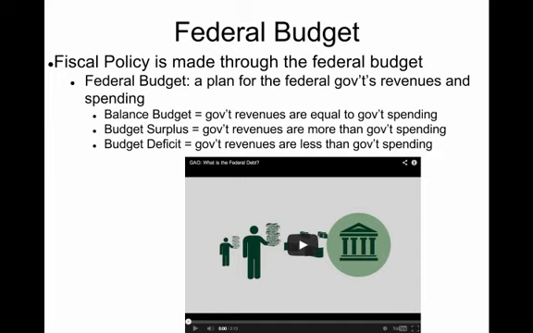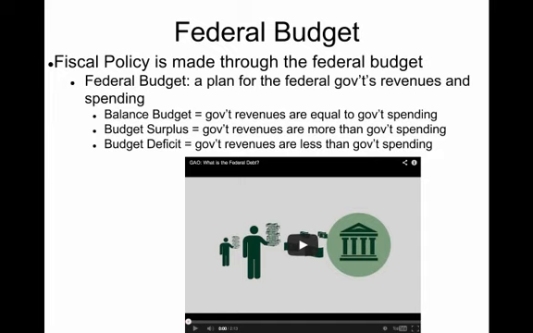But fiscal policy is made through the federal budget. Okay, so the federal budget basically is a plan for the government to use its revenues to spend on the programs that it wants to. Okay, so basically three kinds of budgets you can have.